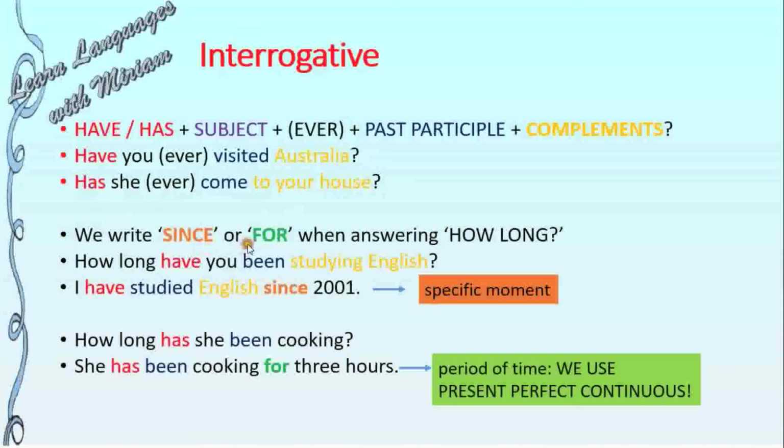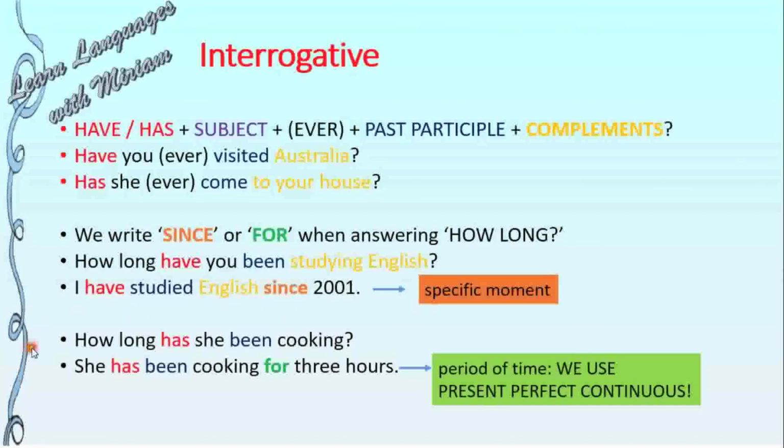We write since or for when we are answering this question, how long? For example, how long have you been studying English? And here I can say, I've studied English since 2001. We use since for a specific moment. So 2001 is a specific year. We use since. In Spanish means desde.